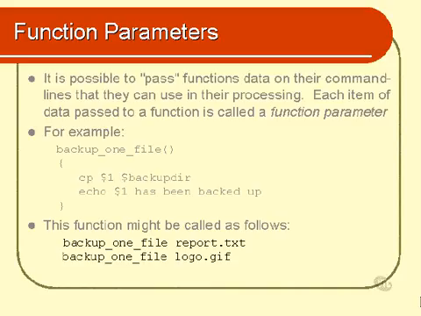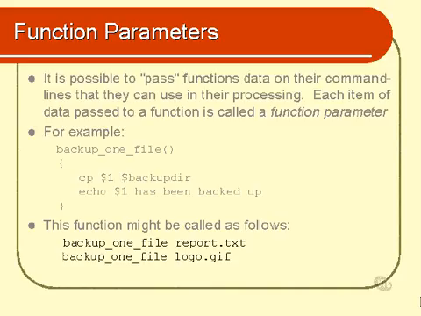So in the actual function, when the function runs, the very first line that runs in the function is the cp line, so it will actually read the first time cp space report.txt and then a space and then the backup dir, and then it will echo report.txt has been backed up. And then the second time it runs, it will be cp logo.gif to the backup dir, and logo.gif has been backed up. So you can see there's a substitution going on here.